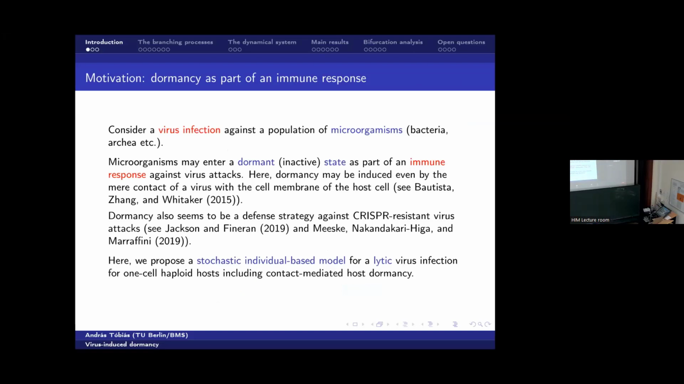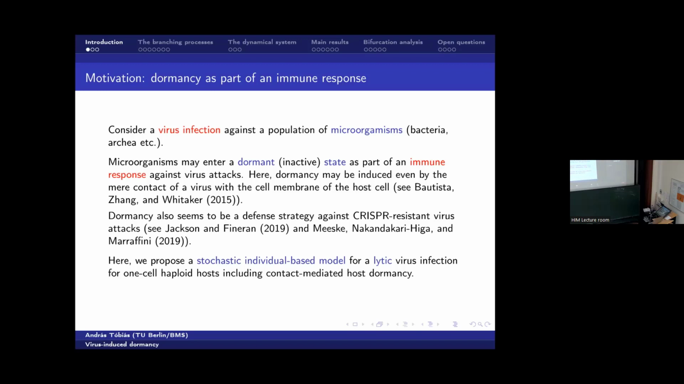So nice. So what are we considering? This is again, as in Jochen's talk yesterday, a toy model for some biological phenomena. So don't take it too seriously in terms of details, but you want to identify some kind of effects. And here we consider virus infection against a population of microorganisms, for example, bacteria or archaea.